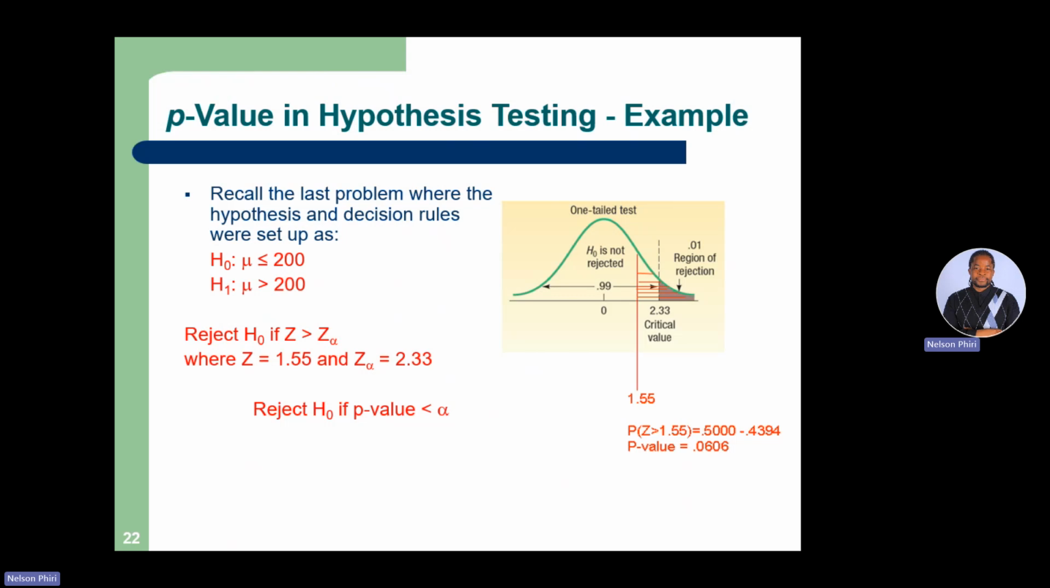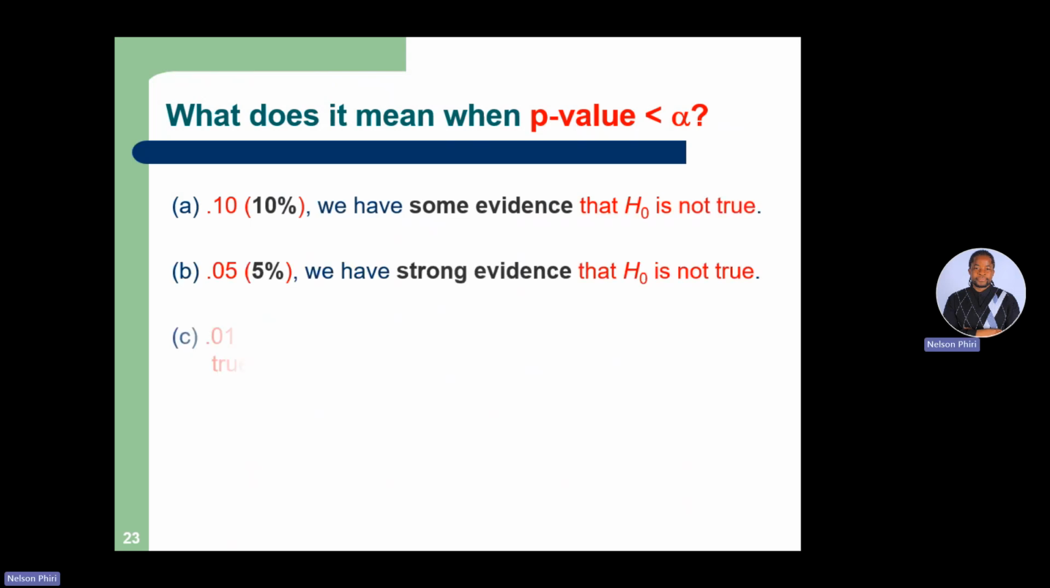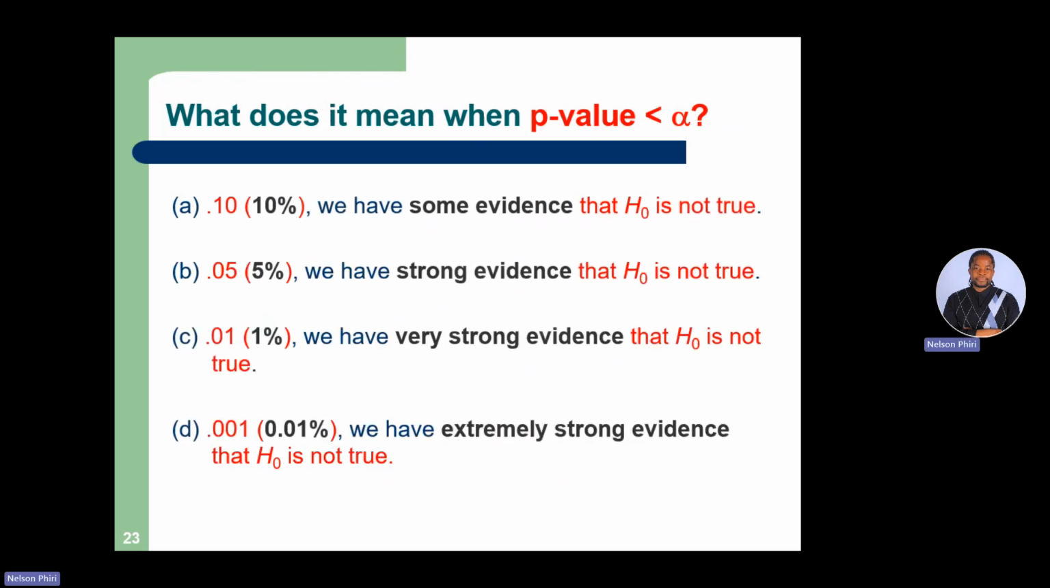When you look at the probability of 1.55, you discover that the p-value is 0.605. If you go to your probability tables and convert that Z value to a probability, it is 0.606, and you can see that it is higher than the significance level, which is 1%. So we fail to reject H naught again, based on the p-value test. Very important there. These are things that we need to know about your p-value. Something that I can ask you on in an exam.